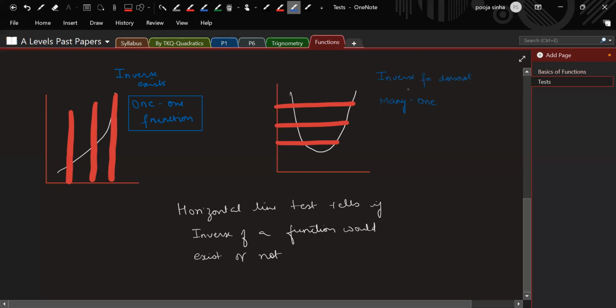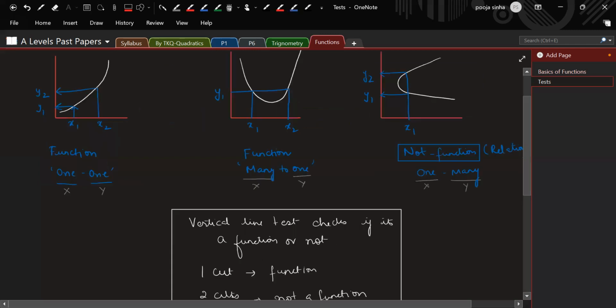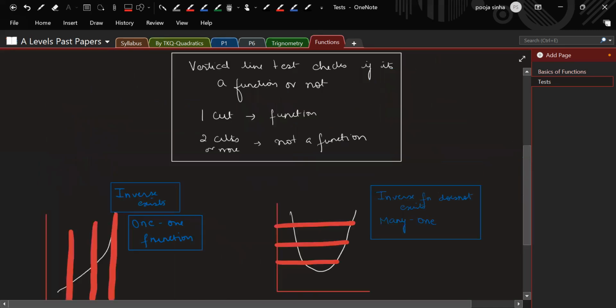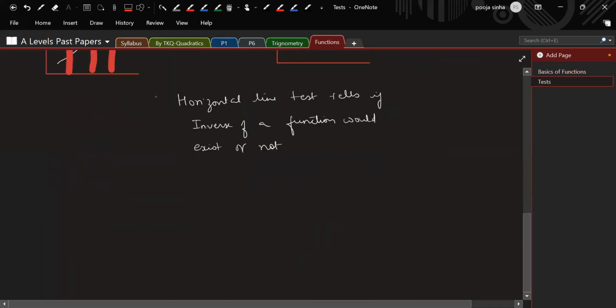Does not exist. So going forward, if there is a many-to-one function, the inverse function won't exist. Keep that in mind. The inverse exists only for a 1-to-1 function. For a many-to-one function, it won't exist. And if it is 1-to-many, that itself is not a function, so there is no question of an inverse. Clear?